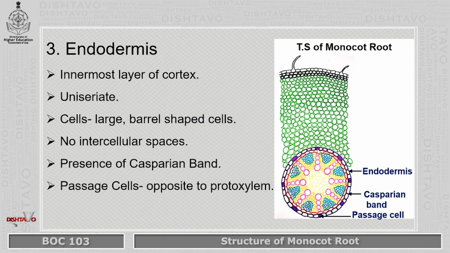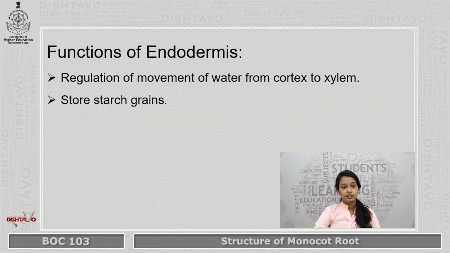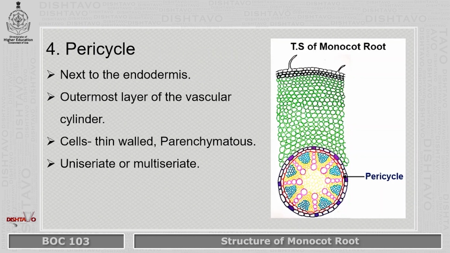Then the next is the passage cell, which is opposite to protoxylem. This is a passage cell which is opposite to protoxylem. This passage cell helps in transport of water from cortex to protoxylem. Functions of endodermis: it helps in regulation of movement from cortex to xylem. It also stores starch grains.